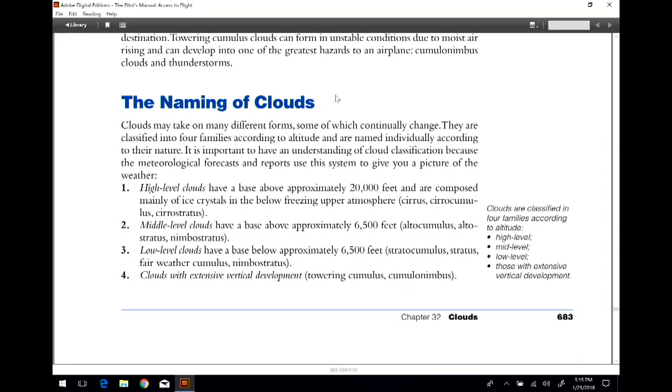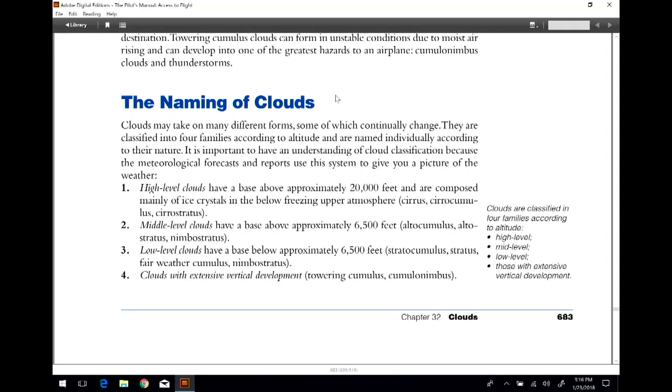And so when we look at those high-level clouds, again, with bases of approximately 20,000 feet and up, those are always going to be composed primarily of ice crystals. We talk about these as being cirrus clouds, cirrocumulus, cirrostratus. You can see the prefix there of those high-level clouds. You will note the cirro prefix, C-I-R-R-O. So those are going to be clouds with bases at 20,000 feet and above.